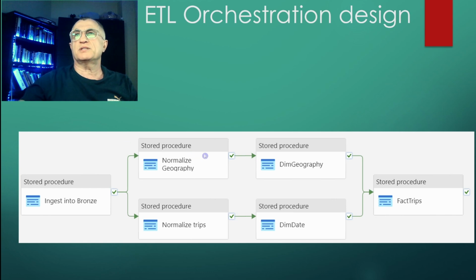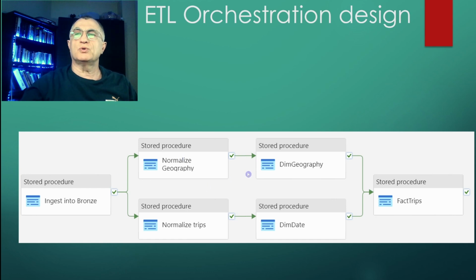So this is a sample design that I will be using for my demo. Here we have the ingestion into bronze step that comes first. And then we have the next two steps that are happening in the silver zone. So we'll normalize the geography table and the trips table. In my case, these two steps can be run in parallel. So I don't expect any dependency between them.